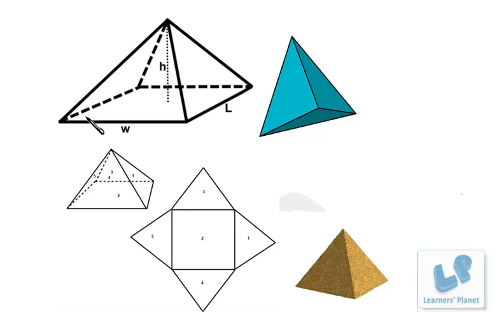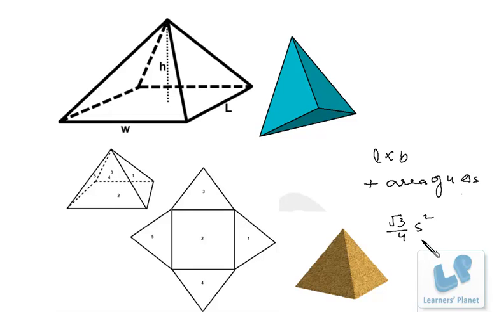See, the base area will be length into breadth. If it is a square, it will be length square. That is the base area, plus there are four triangles. So, area of four triangles, right? Now, if it is an equilateral triangle, the area of each triangle will be root 3 by 4 side square.